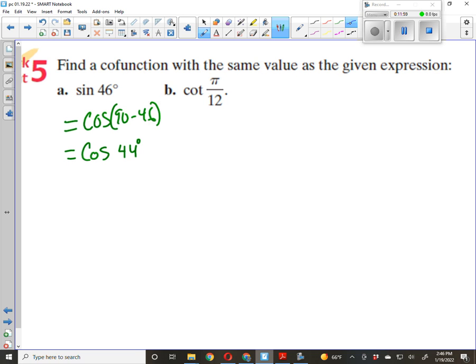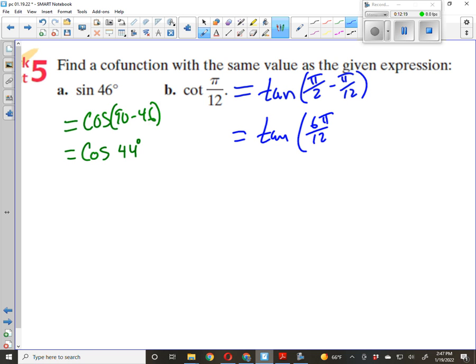For cotangents, the cofunction is going to be the tangent of pi over 2 minus pi over 12, or tangent of 6 pi over 12 minus pi over 12 gives me the tangent of 5 pi over 12. Cofunction identities.